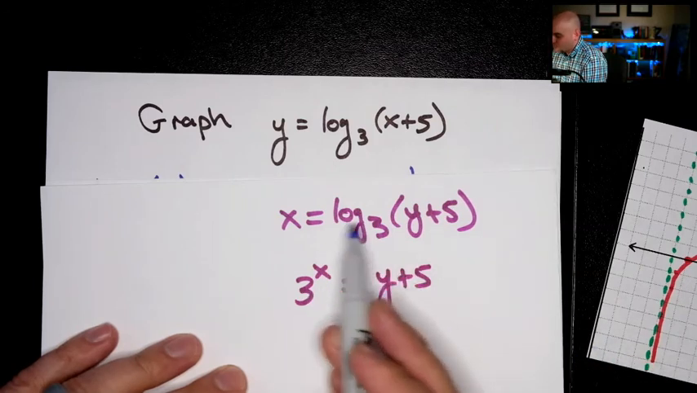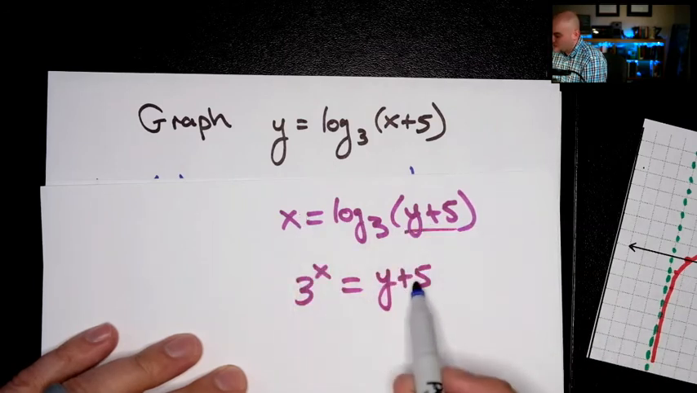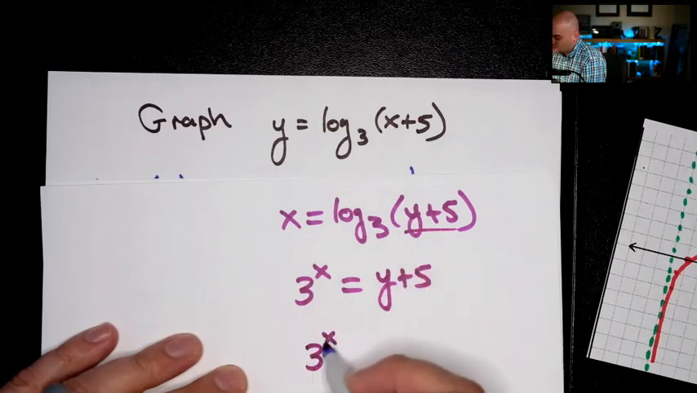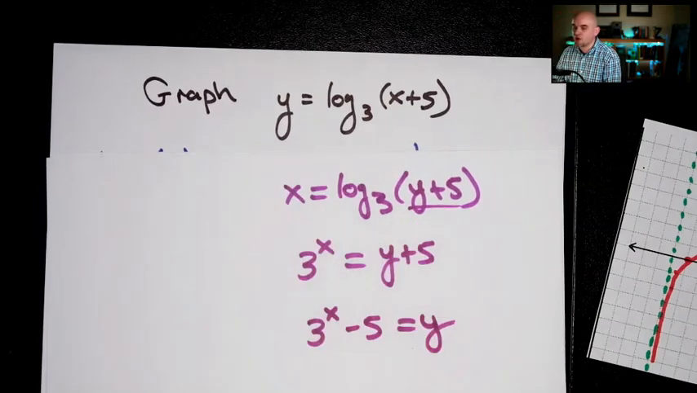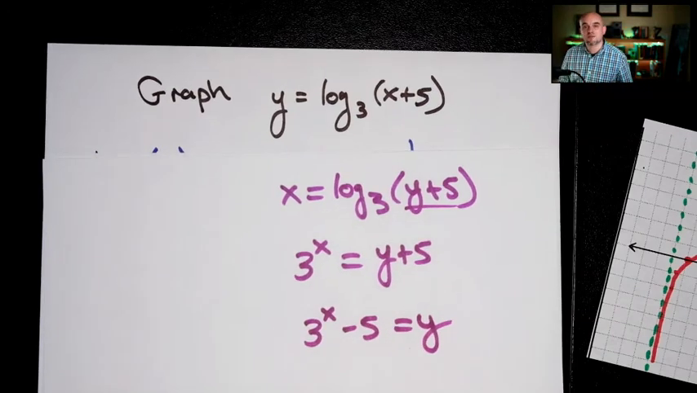So 3 raised to this power equals that right there. Subtract 5 from both sides, and I get 3 to the x minus 5 is equal to y. This is the inverse function to log base 3 of x plus 5. So if I write out an xy chart for that, then I can switch the x and y's and graph the result.